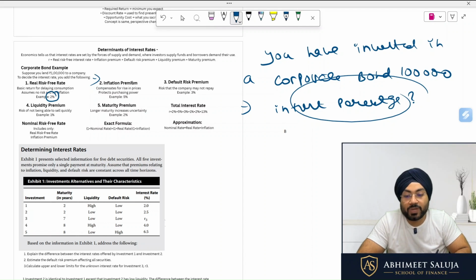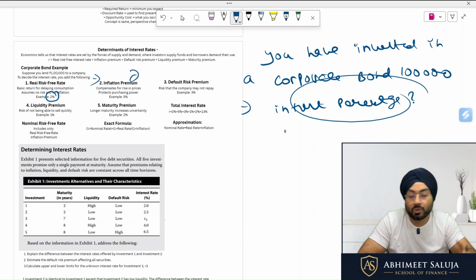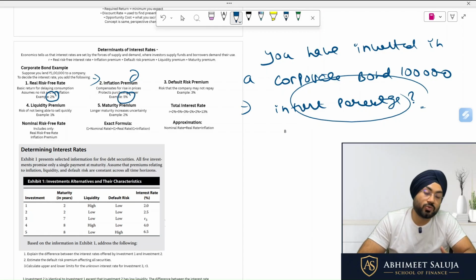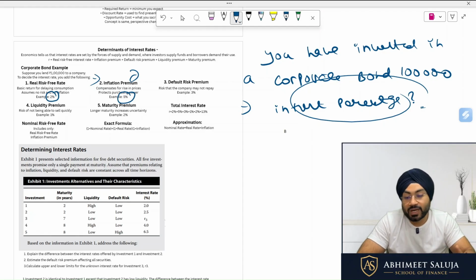All right, inflation premium, money losing its power. Money will naturally lose its purchasing power during the life of this bond. So suppose inflation is 5%. Now you want your principal to get protected. So yes, you want compensation for inflation as well. So suppose 5% is your inflation premium.